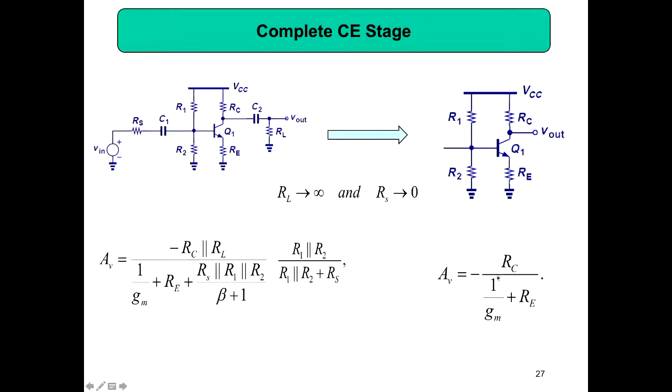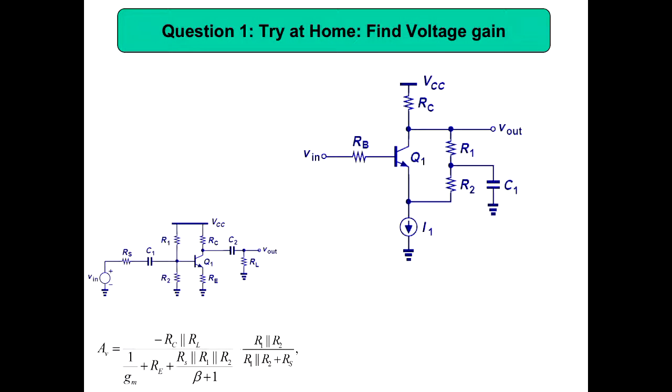So RC by 1 by GM plus RE. RE is here. Then RS anyway equal to 0, so this will already be gone. Then RS equal to 0, so this will cancel out and you get this one. See, if you know the big equation, the general equation, you can write down the expression for voltage gain for small circuits. Then how about this one?